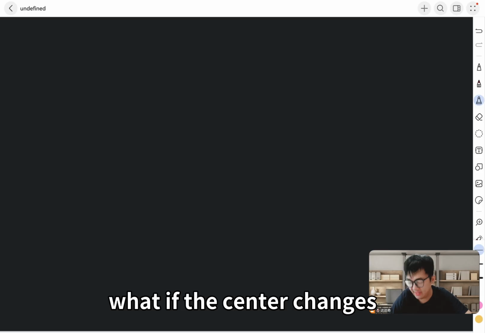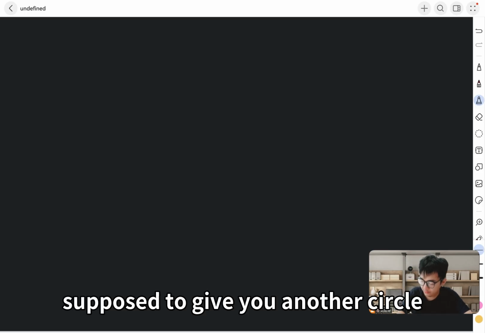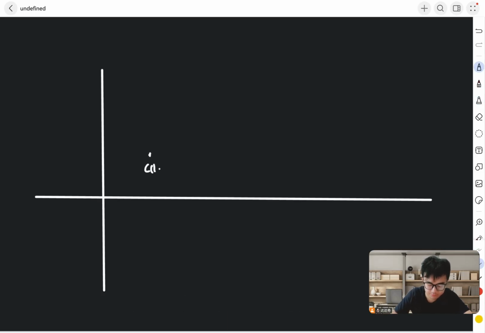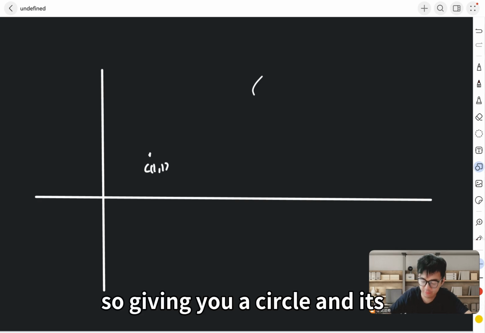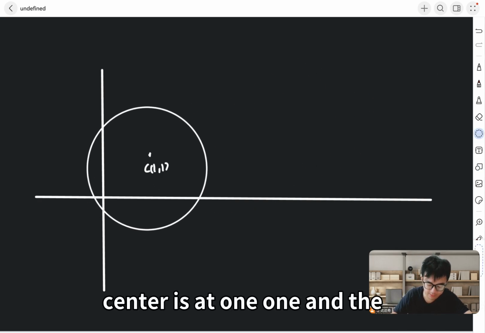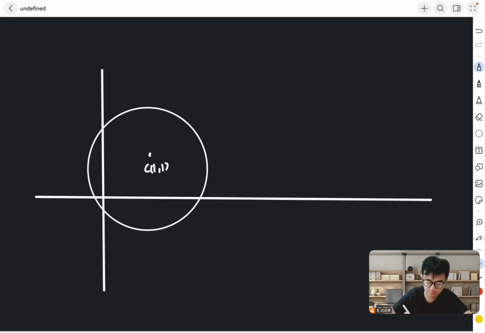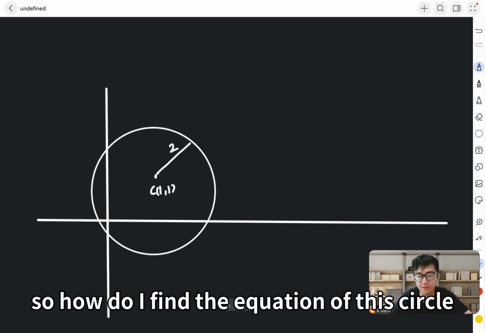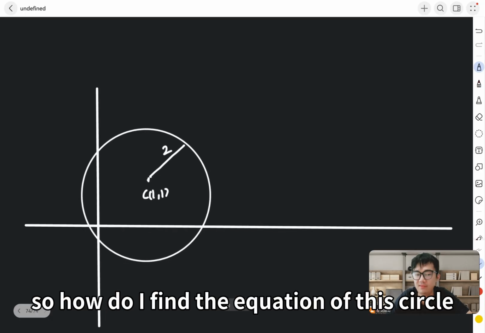What if the center changes? Suppose you are given another circle, the center is at (1, 1) and the radius, let me just say, 2. So given a circle whose center is at (1, 1) and the radius is 2, how do I find the equation of this circle?